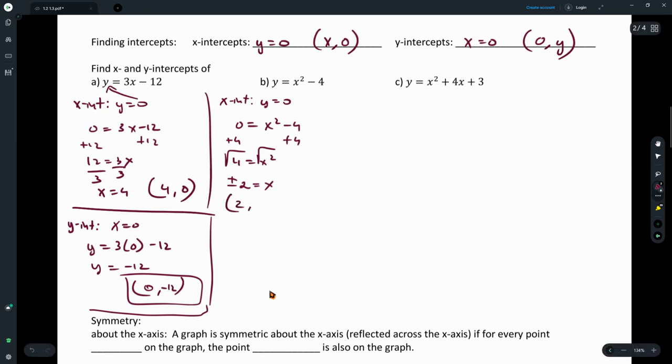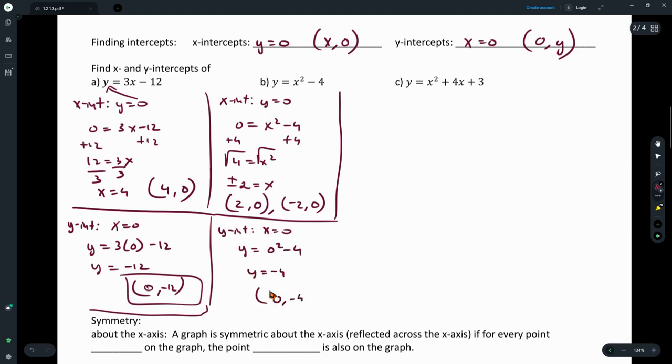A positive 2, and y is 0. And then a -2, y is still 0. So you get two different x-intercepts. Here you do y-intercept. So x is equal to 0. Put 0 in for x. And y comes out to be -4. So you get 0, -4.